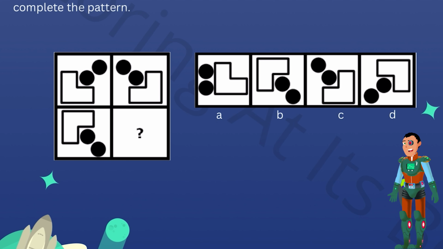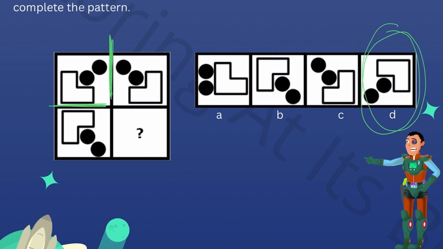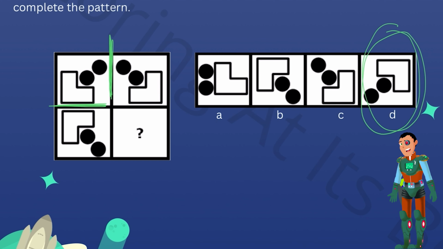Okay, question number 6. What do we notice with these 4 figures? Well, instantly we can see that they are reflections of each other, vertically and horizontally. So we need to look for an L shape in the top right-hand corner of the box. And if you see, D is the only one that works. That was a nice and easy one.